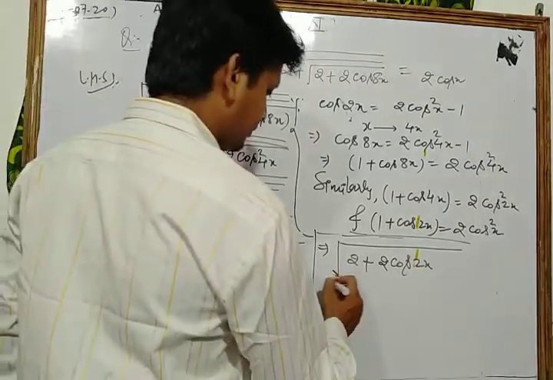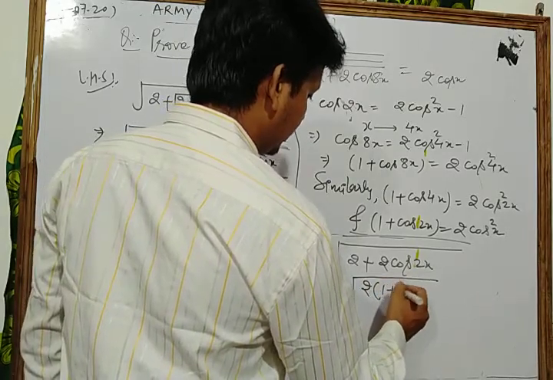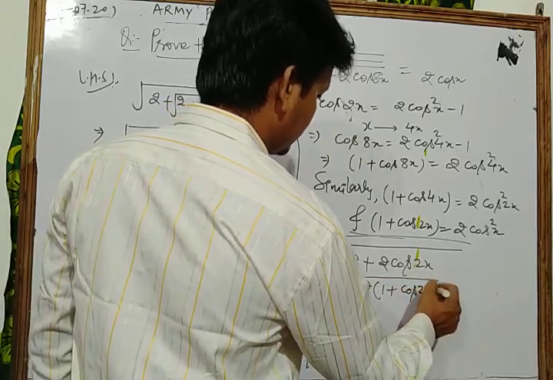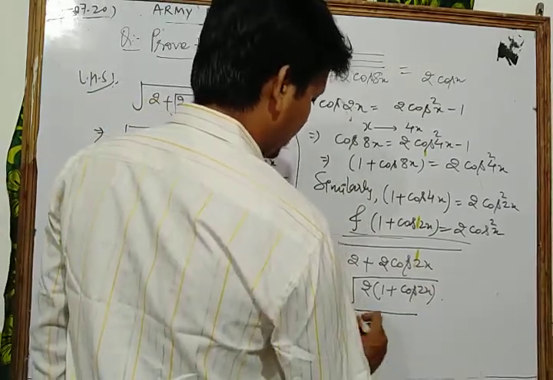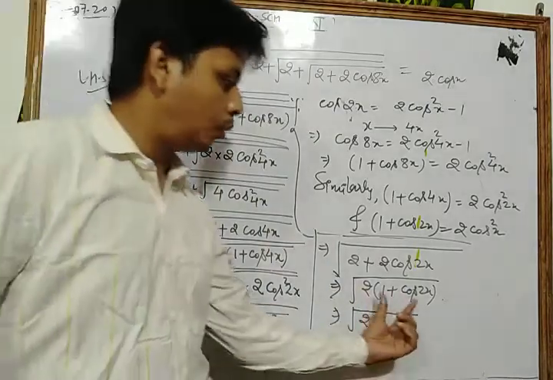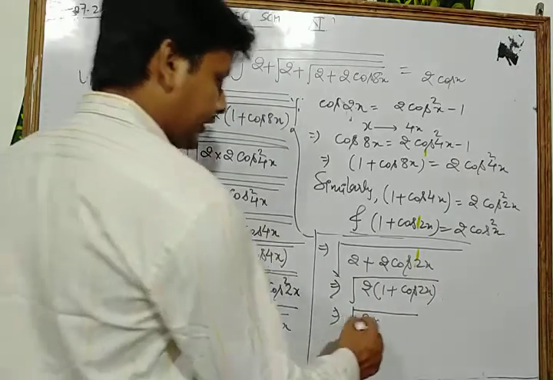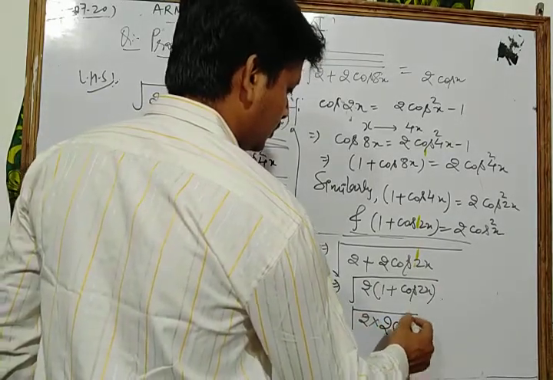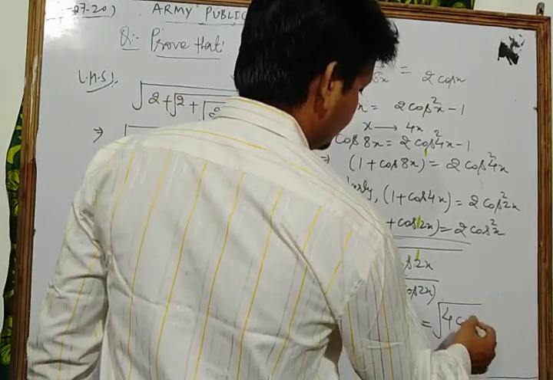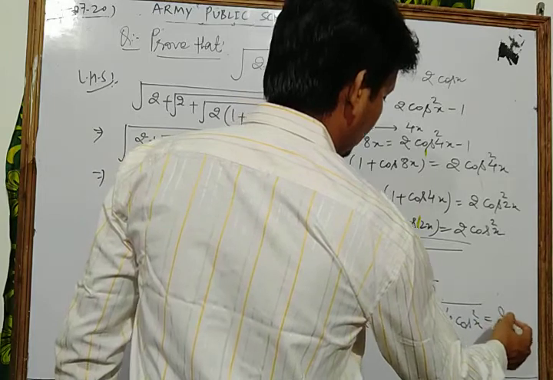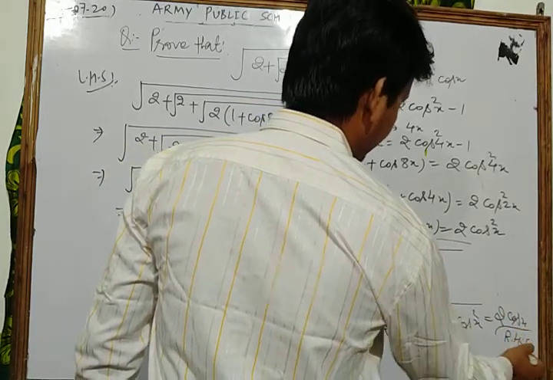Now let's see, we take 2 as common in that part, so we get 1 plus cos 2x. Okay, and again we write 1 plus cos 2x as 2 cos square x. So we get 2 cos square x, so we get 2 under root 4 cos square x. So 2 cos x take common. So we get our result, that is RHS.